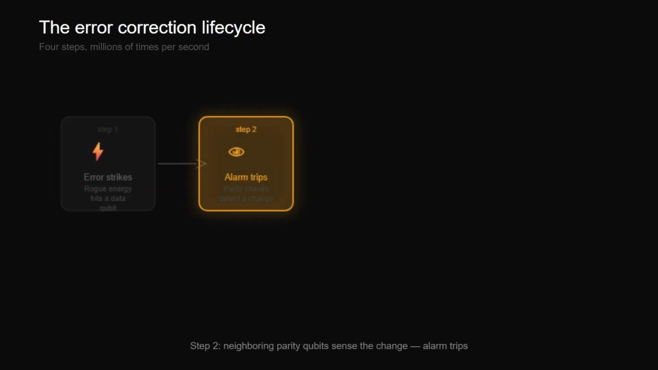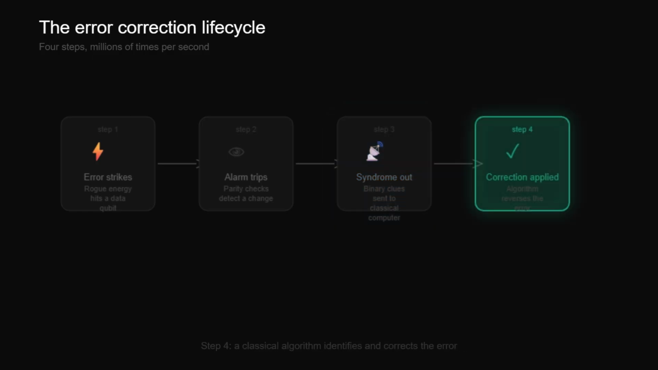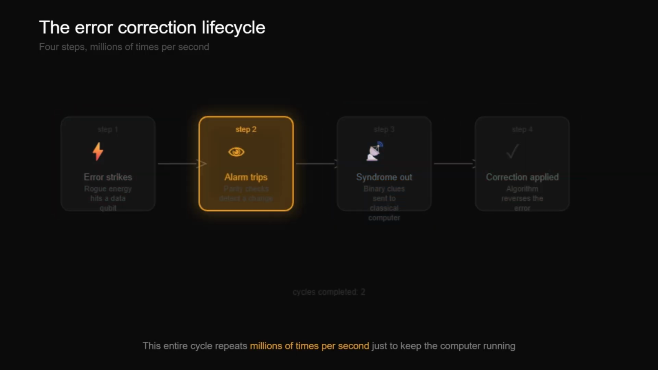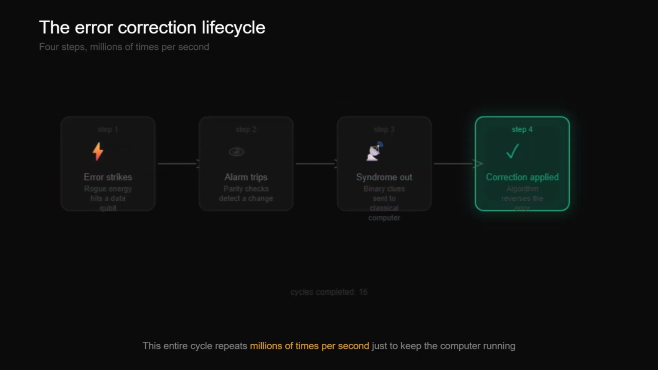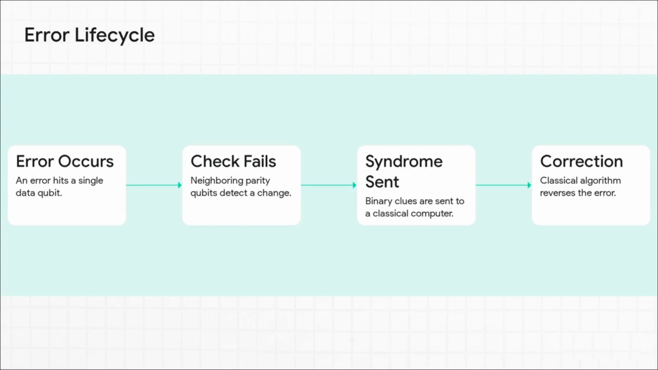Let's walk through the real-time life cycle of one of these quantum errors. Step 1. A rogue burst of energy or maybe just a tiny calibration flaw causes an error on a single data qubit. Step 2. The very next time the system runs a check, the neighboring parity qubits sense a change and boom, the parity check fails. Step 3. This failure generates our syndrome, a literal bit string of zeros and ones that represent our clues, which get instantly zapped out of the super chilled quantum fridge to a regular classical computer. And finally, step 4. A classical algorithm figures out what just happened and mathematically reverses the error. You guys, this entire 4-step cycle has to happen ridiculously fast. We're talking millions of times a second, over and over again, just to keep the computer running.